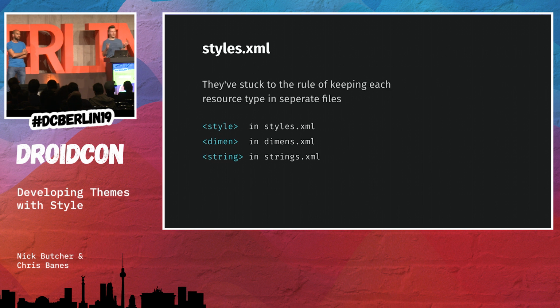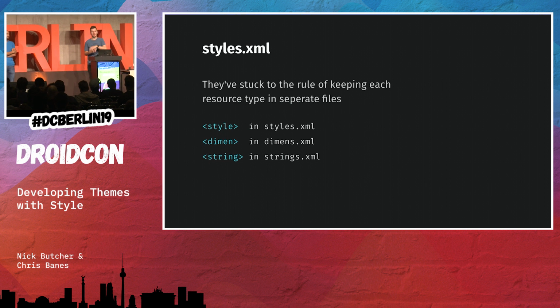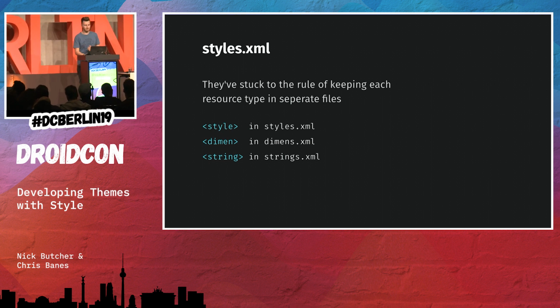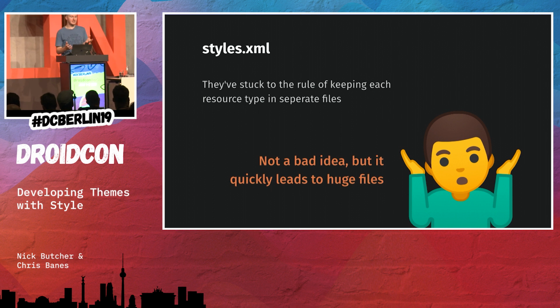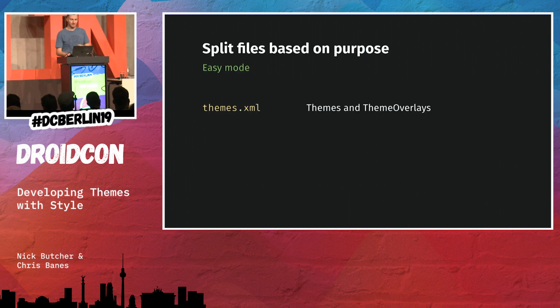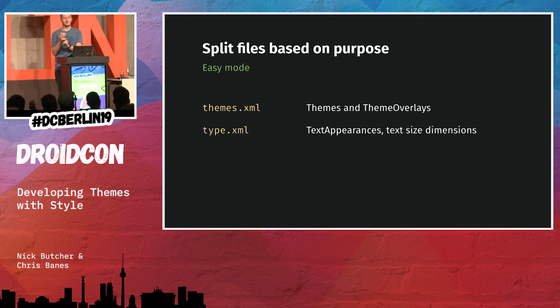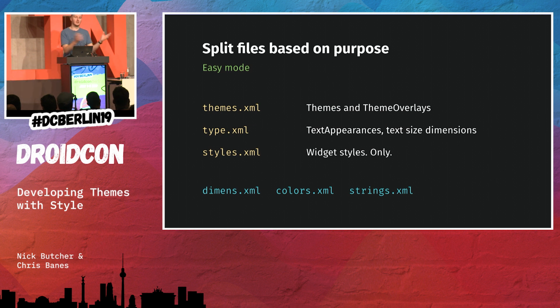It's because they've stuck to the rule of keeping each kind of resource type in separate files. So styles in styles.xml, dimensions in dimensions.xml, and strings in strings.xml. Now, that's not a bad idea, but what it means is that it quickly leads to huge files. So what I'd say to do instead is group them on the logical use of them. So themes and theme overlays should go in themes.xml. Type, so anything to do with type, text appearances, text size, line spacing dimensions, whatever it is, goes in there. Styles should only contain your widget styles, literally the only thing in there. And then you would, of course, still have your dimensions and colors and whatnot.